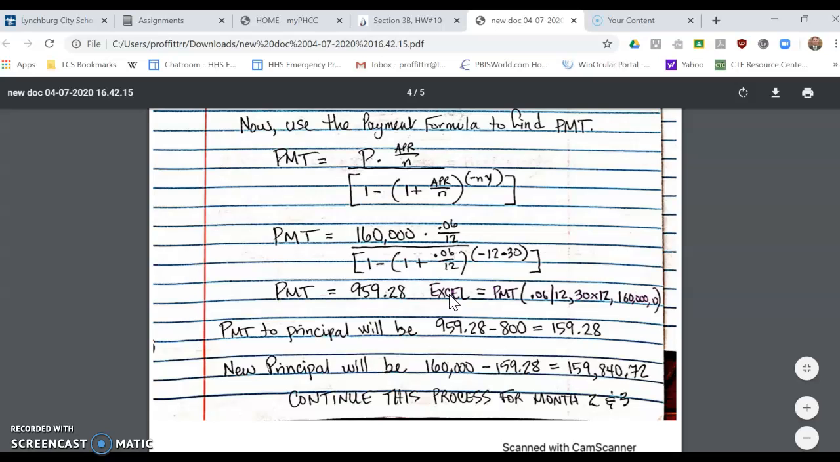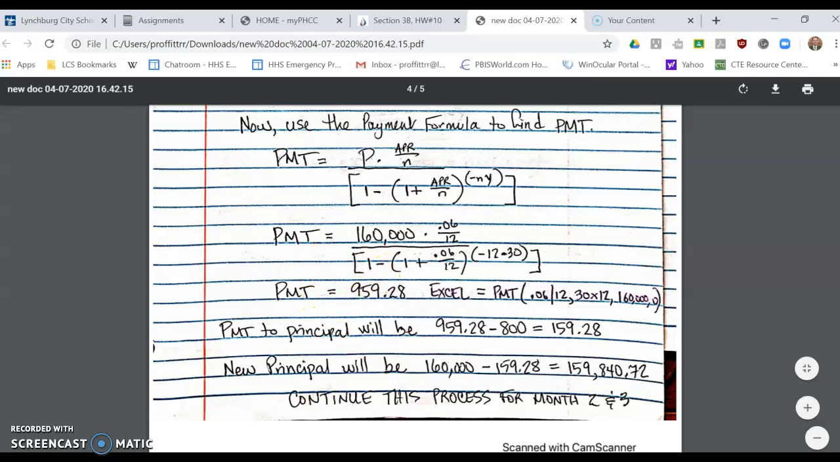You could have gone into Excel, typed in equals payment, the payment function, and then typed in the interest rate per month, which would be 0.06 divided by 12, the number of payments, which would be 30 years times 12, which is 360 payments. And then the present value of the loan is 160,000, and then comma the future value, we want to pay that down to 0.